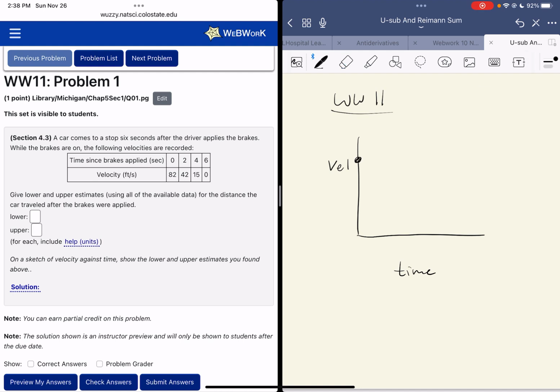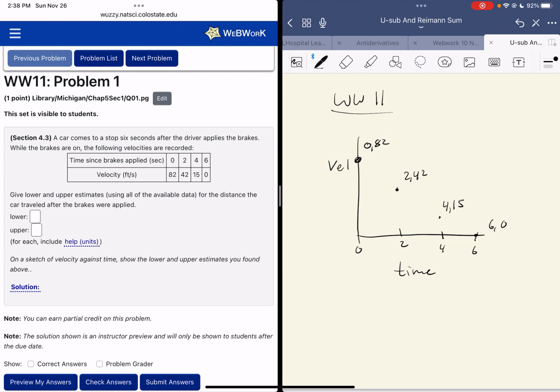And then 2, 42, so I'm going to label this 82, and then we go over to 2, and here's 0, and 42, that's a little bit over halfway, so maybe it's here, (2, 42). Then we got 4, 15, so now we're down to, I don't know, maybe about a third of that, (4, 15). And then finally after 6 seconds, we come to a stop, (6, 0).